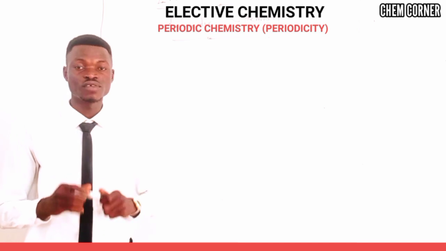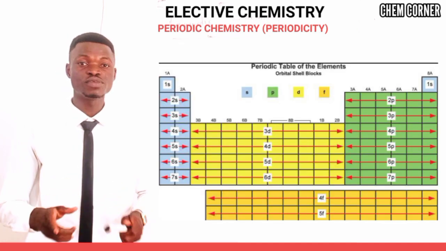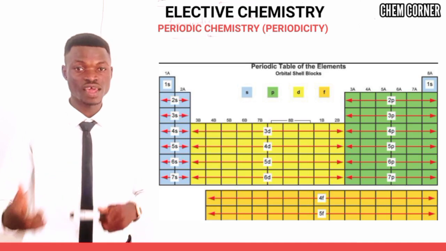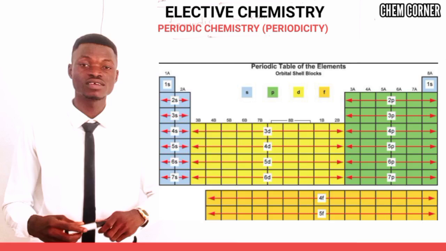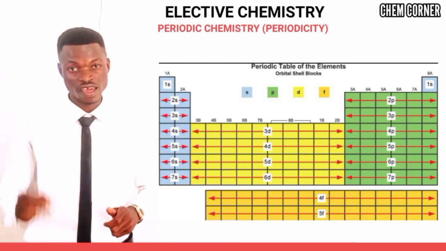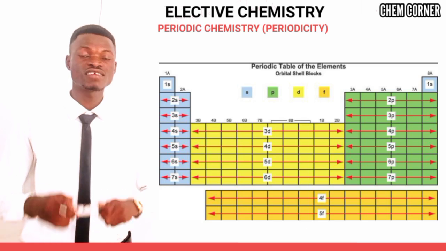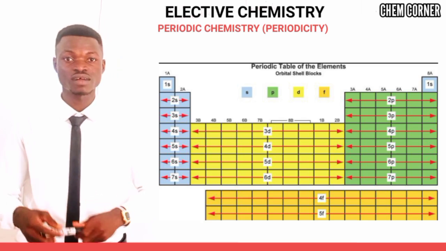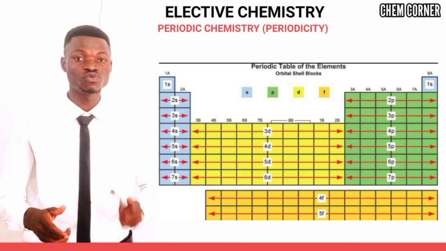Another category of the periodic table is the blocks of elements. Blocks of elements simply means where the last electrons end. We have the S block element, the P block element, the D block element, and the F block element. S block elements, because their last electron ends in the S orbital. Examples of such elements are the group 1 elements and the group 2 elements.